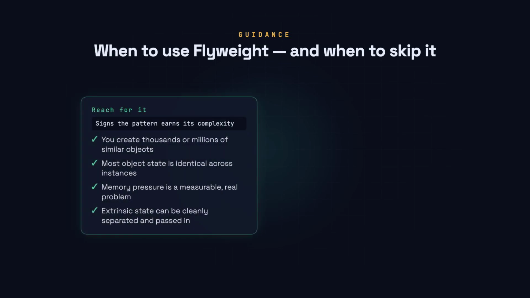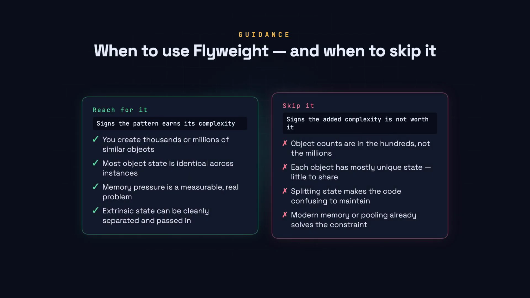Flyweight pays for itself only under specific conditions. If you are genuinely allocating millions of objects and profiling shows memory is the bottleneck, and most of those objects share a lot of state, then splitting intrinsic from extrinsic state is a clear win. But if your object counts are modest, or each object is largely unique, the pattern adds architectural complexity with no measurable benefit. Always measure first. Premature Flyweight is a common mistake.